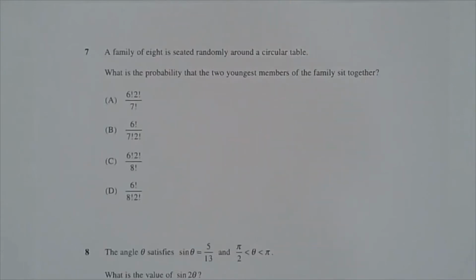Question 7. A family of 8 is seated randomly around a circular table. What is the probability that the 2 youngest members of the family sit together?